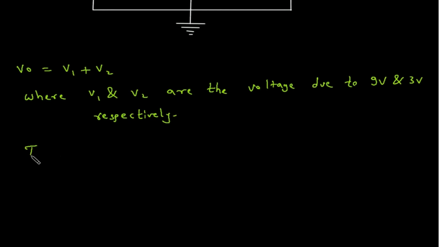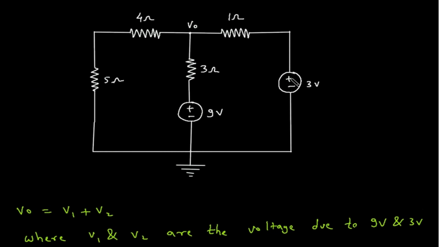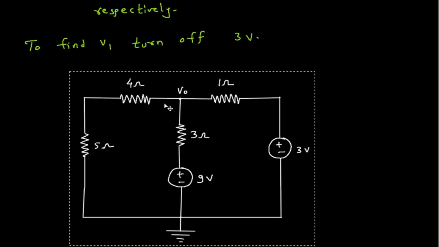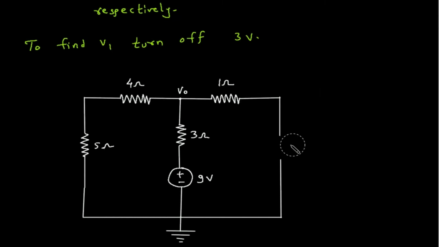So to find V1, turn off. To find this V1, we will turn off this 3 volt. So circuit will look like this. This is a voltage source, so this will be short circuited, and this will be V1.